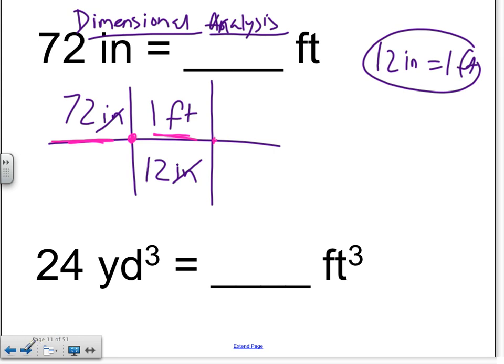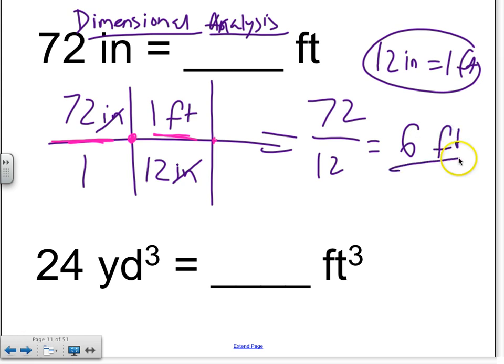So now, all you have to do is treat that as a fraction. 72 times what is 72. And of course, if there's nothing on the bottom, what do you put on the bottom? One. So 1 times 12 is 12. What's 72 divided by 12? 6. 6 what? Feet, and you're done. That's how you convert.